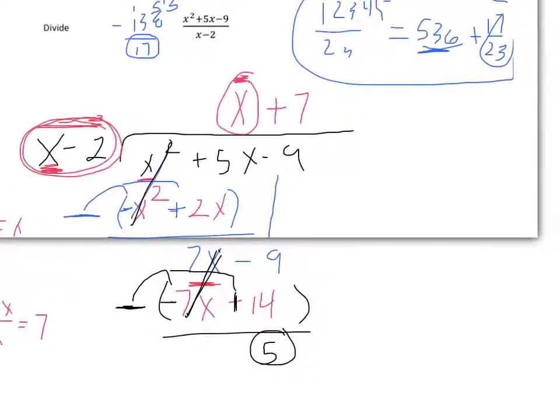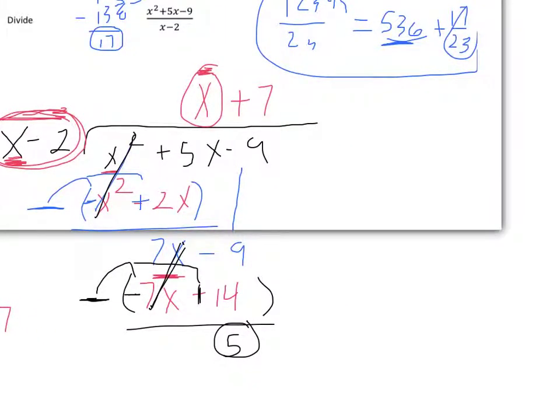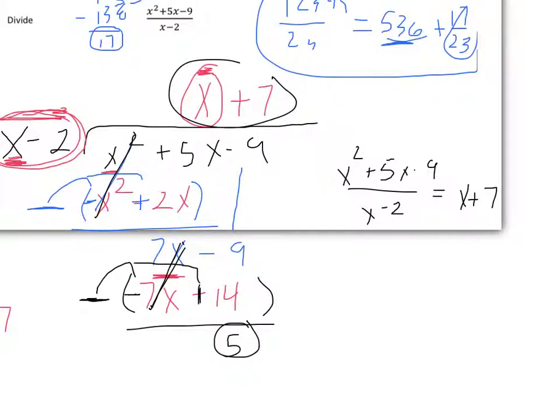So what we can say, and this is really what we're saying here, is that x squared plus 5x minus 9 divided by x minus 2. How many times does this go in evenly? Well, it goes in x plus 7 times evenly. That's the quotient. What's the remainder? Well, 5. The remainder is the piece that didn't get divided by the divisor. So it's 5 over x minus 2. And that is how we divide polynomials.